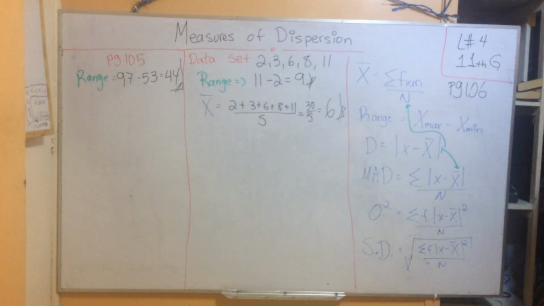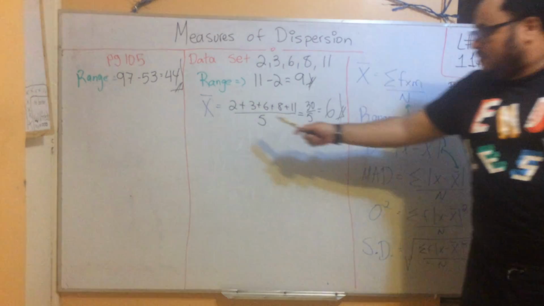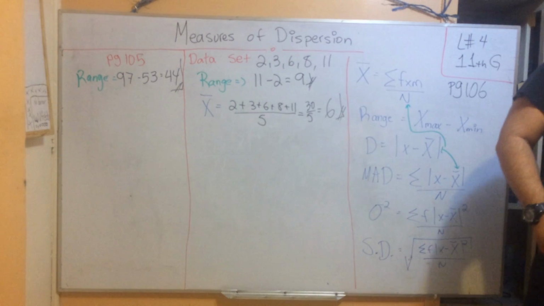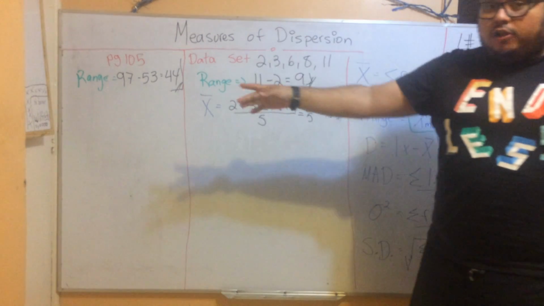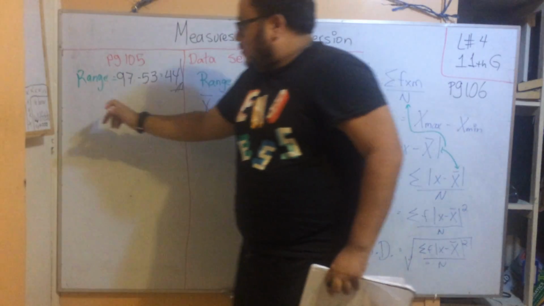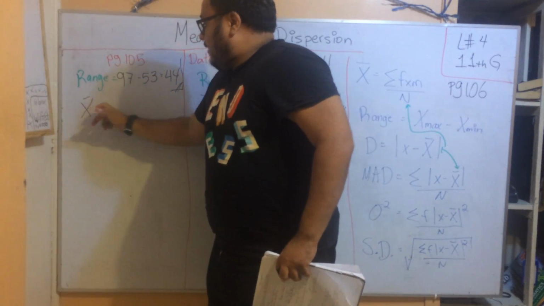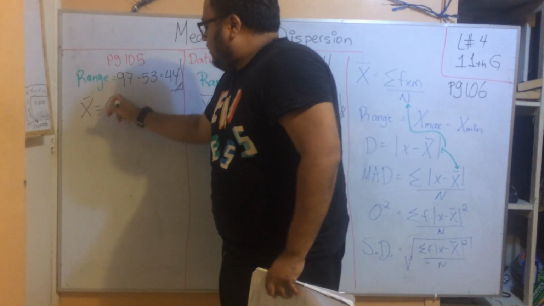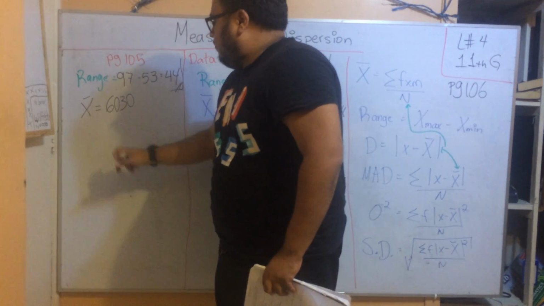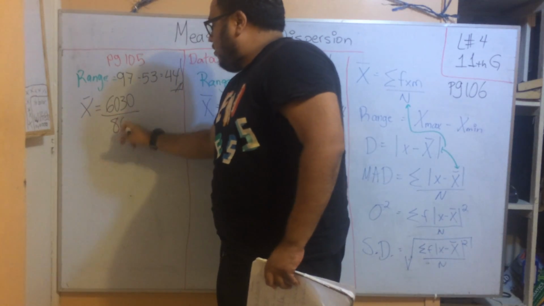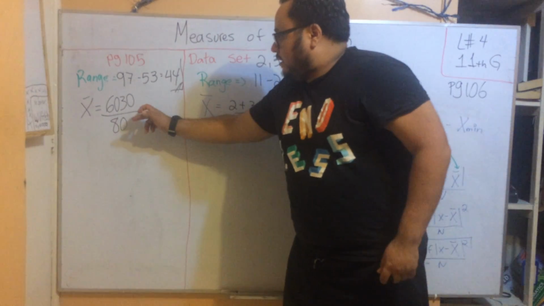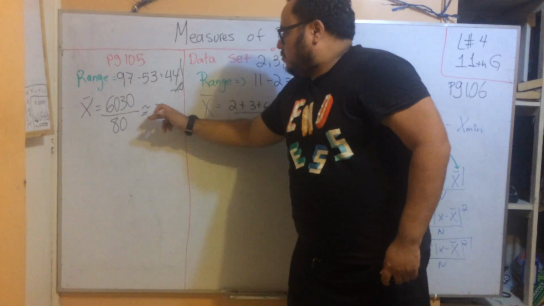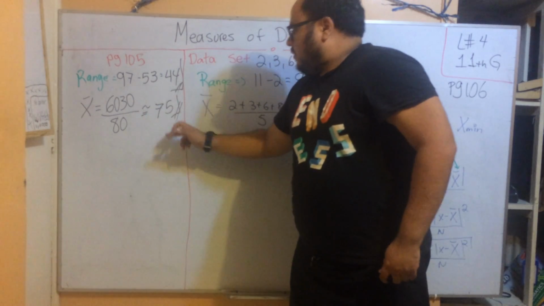Now how do we get this same number over there? To save some space, we're going to do it directly. The addition of all of the information on page 105, we already had, it was 6,030. We're going to divide it by the number of data that we actually have, and this number came to 75. So that's what we need.